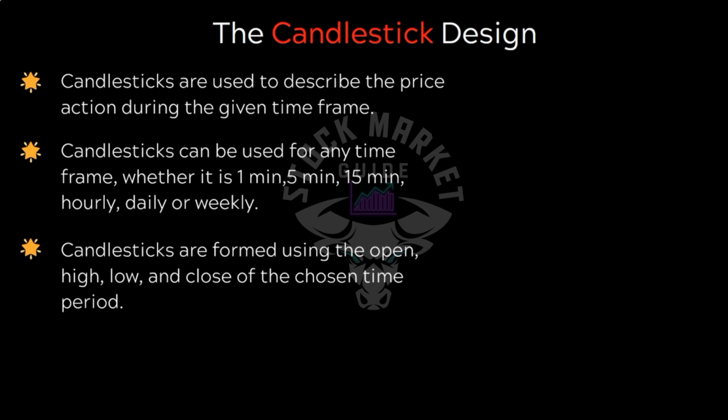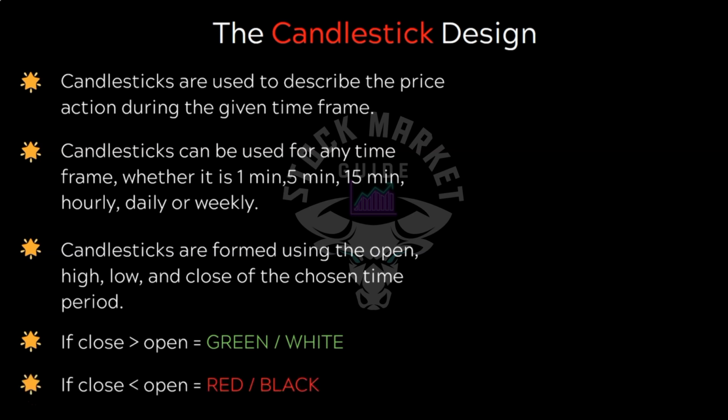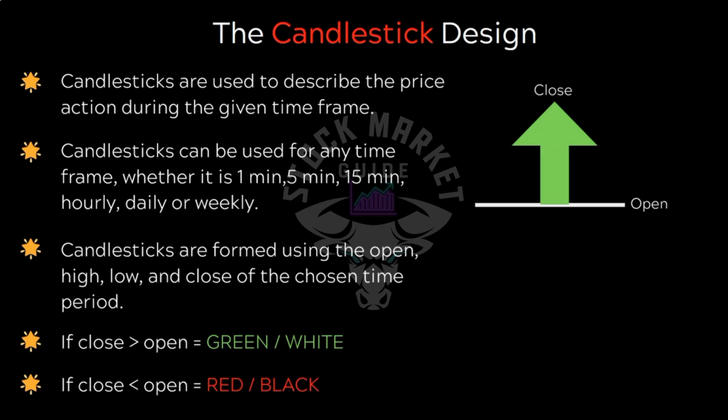So friends, in order to create a candlestick chart, you must have a dataset that contains open, high, low, and close values for a particular time period. If the candle is closed above its opening price, then it's shown by green candle, but many charts even show this with a white candle. And if the candle is closed below its opening price, then it's shown by a red candle. Some charts even show this as a black candle.